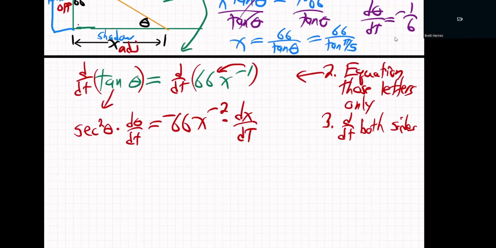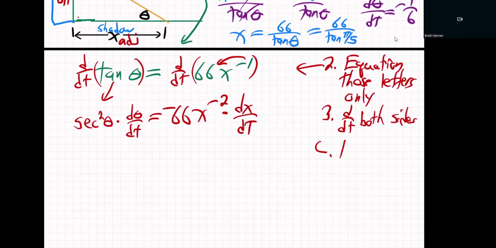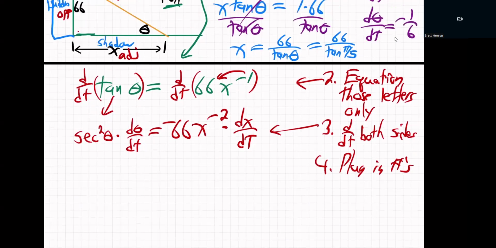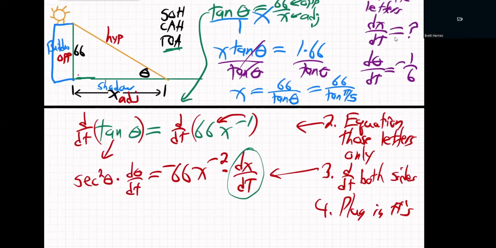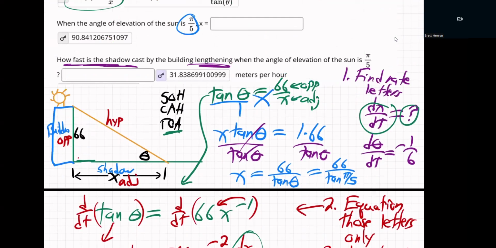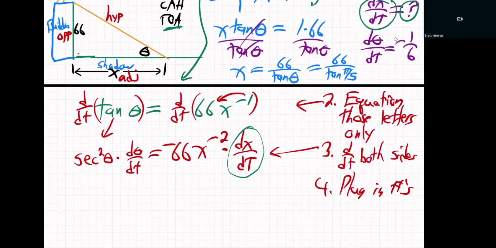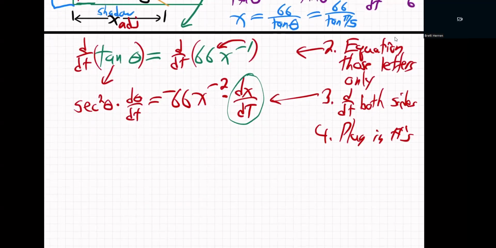Okay, so now what are we trying to find? D theta dt. So step 4, plug in the numbers. So we did the d dt to both sides. Now we're going to plug in. Again, we want to find dx dt. That's what they're asking for. How fast is the shadow lengthening? Dx, change in x. X is the shadow length. Dx dt. How are we going to do that? Okay, well, not easy.